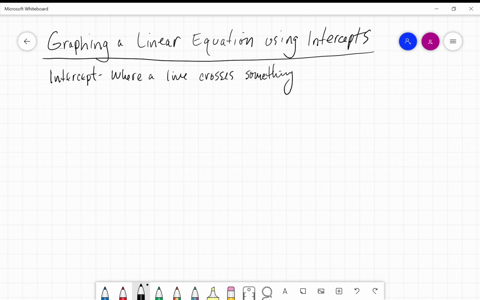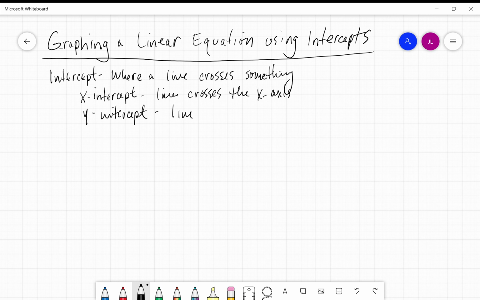So if we were thinking about this, the x-intercept is where a line crosses the x-axis, and the y-intercept, I know this will surprise you, but it's where the line crosses the y-axis.